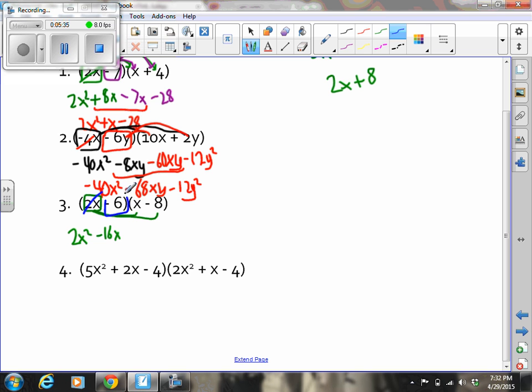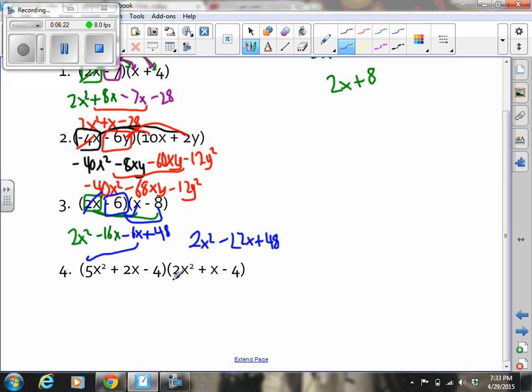And now we'll distribute negative 6 to x and negative 6 to negative 8. That gives me negative 6x plus 48. Watch my signs. I'm doing multiplications, and negative 6 times negative 8 would obviously give me a positive. I'll combine my like terms in the middle to get a simplified answer of 2x squared minus 22x plus 48. Very nice.